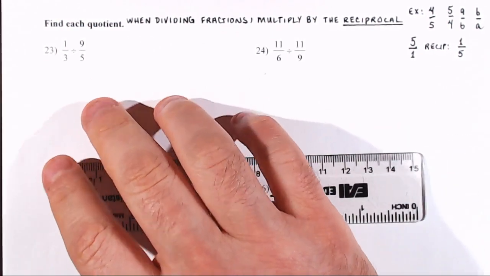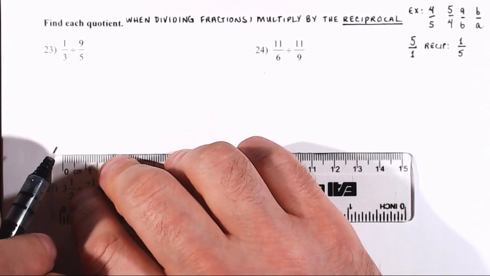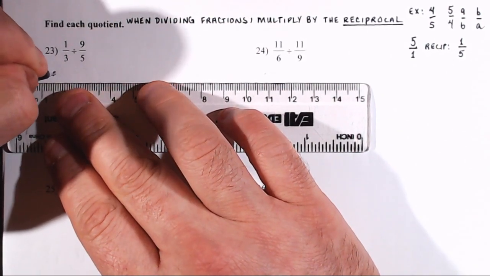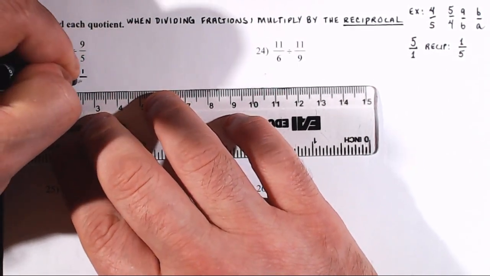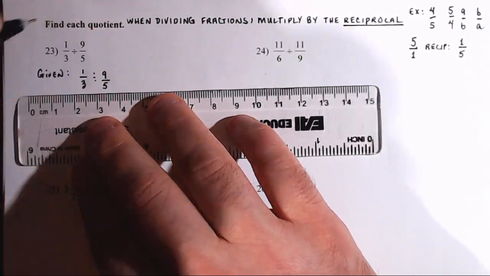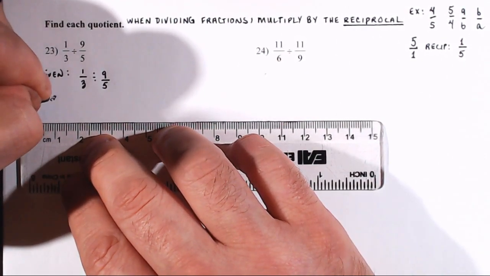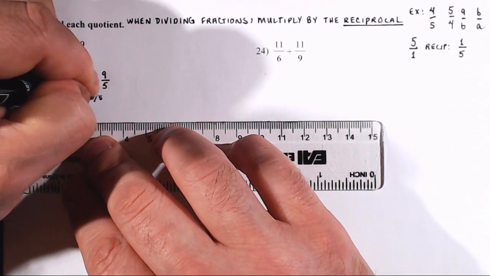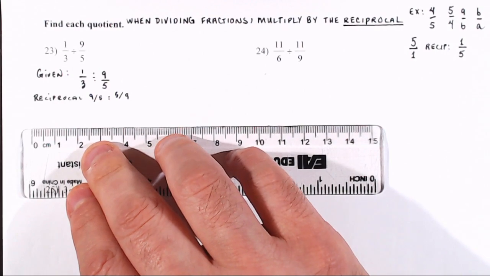In the first problem, we're given one proper fraction and one improper fraction. We'll have to divide 1/3 by 9/5. So we are given 1/3 divided by 9/5. And what we have to do, remember, is multiply by the reciprocal. The reciprocal of 9/5 equals 5/9. So we need to know that the reciprocal is 5/9.